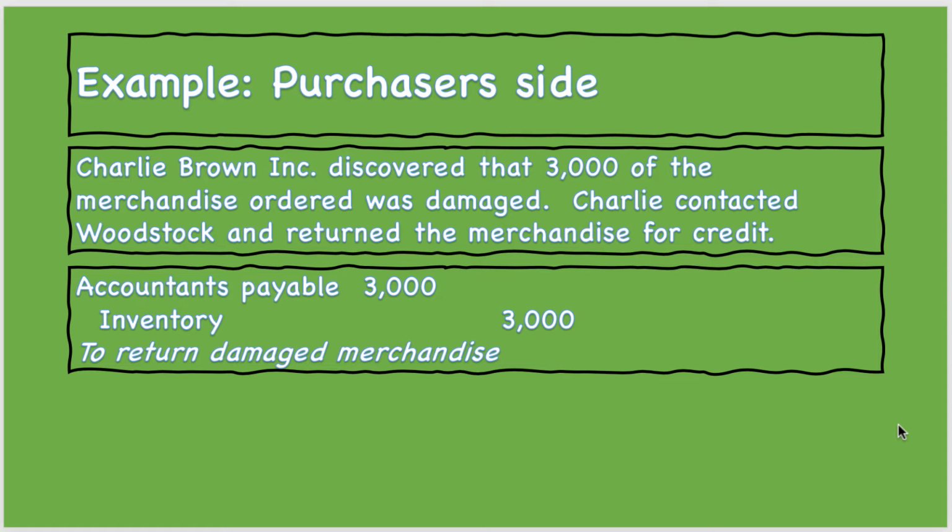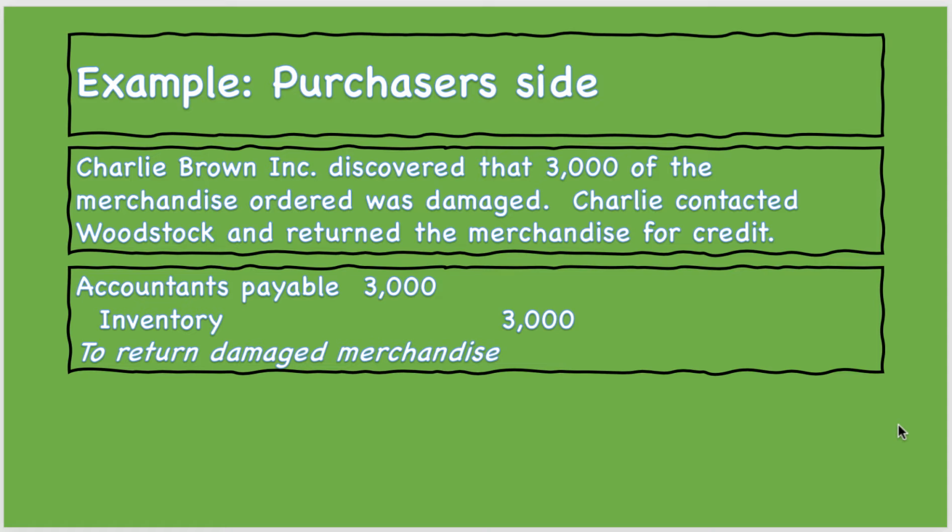Well, let's think what we're doing here, right? We are returning merchandise, so we don't have that inventory. Our inventory is decreasing. Inventory is an asset. How do we decrease an asset? We decrease an asset with a credit. Great. Well, we bought this merchandise on account. It was a credit sale. We owe somebody money.